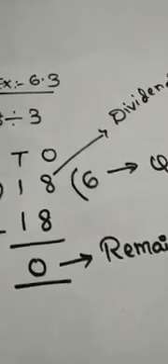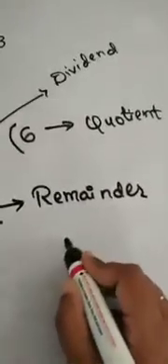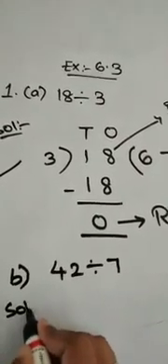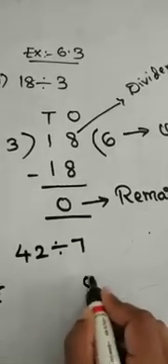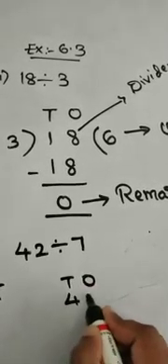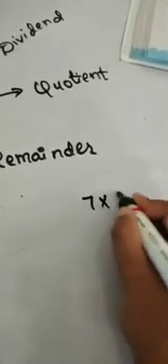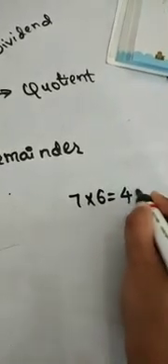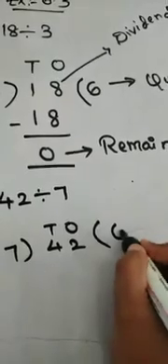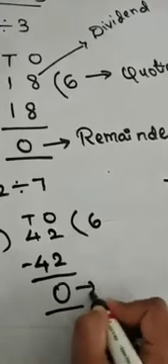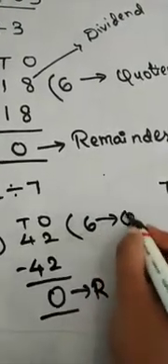Let us do the second problem. 42 divided by 7. Same ones, tens. 7. Okay, we should check. 7 6 are 42. So we have to write 6 here and we have to write 42 down. 42 minus 42, 0. So here 0 is remainder and this 6 is quotient.